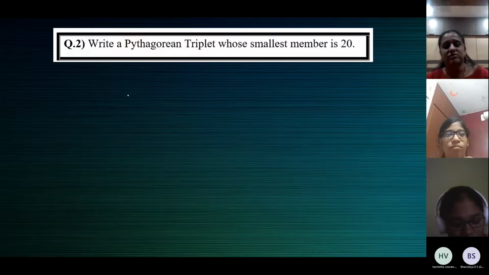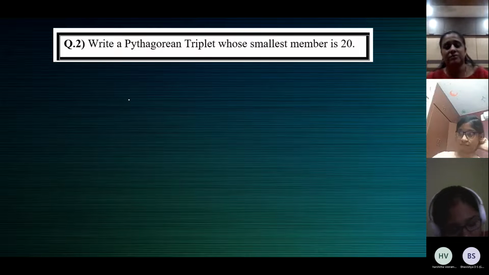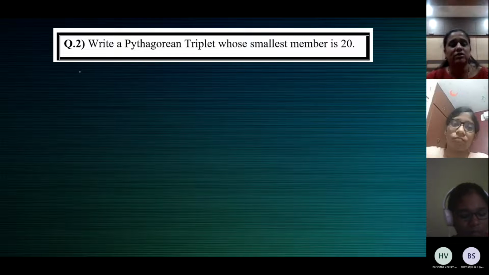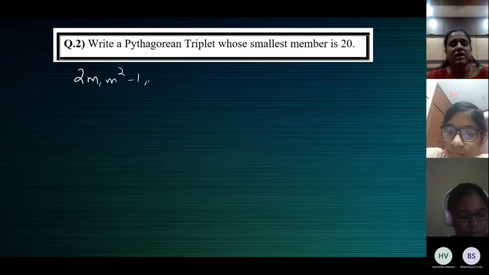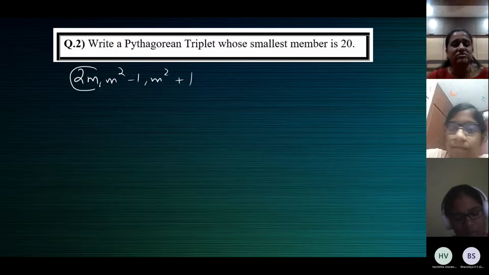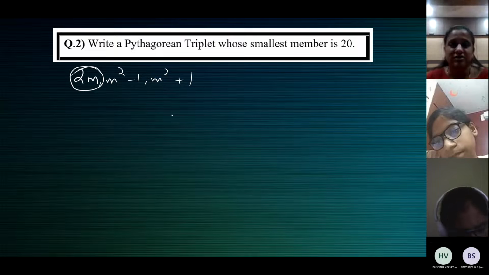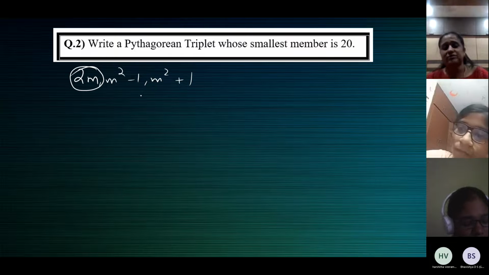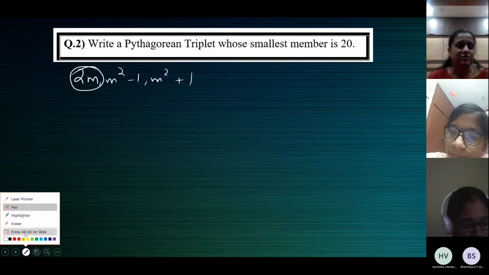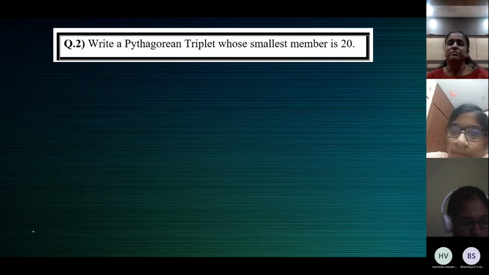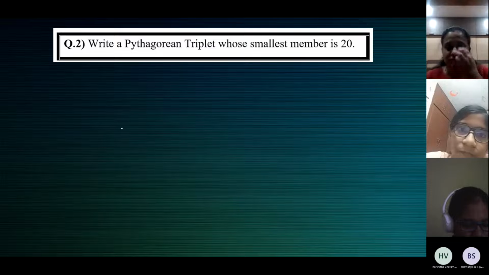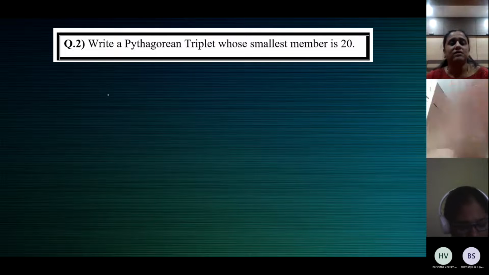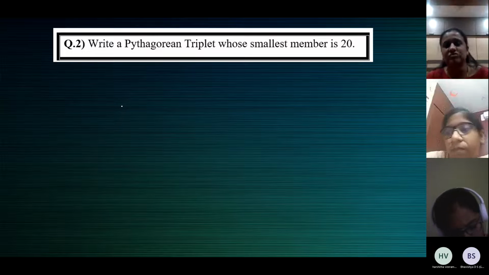Okay. So write a Pythagorean triplet whose smallest member is 20. Now these are the members of a Pythagorean triplet: 2m, m square minus 1, and m square plus 1. And 2m is the smallest member. You must write a Pythagorean triplet, but the condition is the smallest member in that should be 20. You understand the condition? Yes, ma'am. We must write a Pythagorean triplet in which the smallest member is 20.